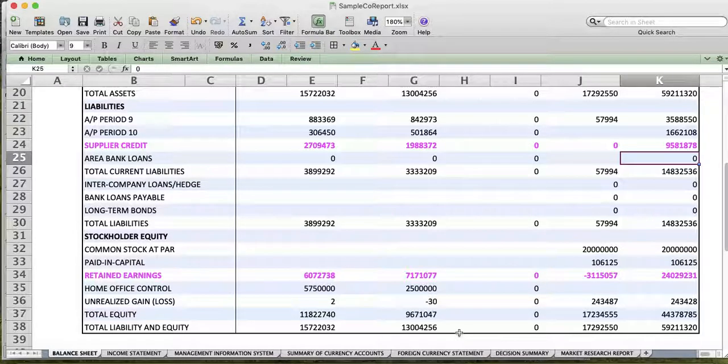Welcome to Startup Sim. In this tutorial, we will look at the liabilities and equity of the home office.